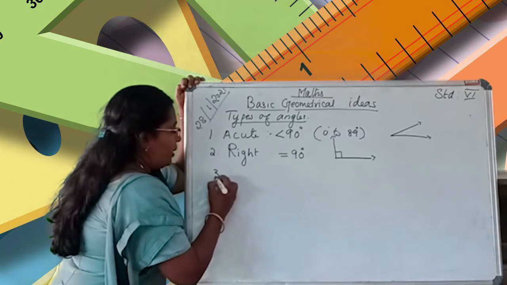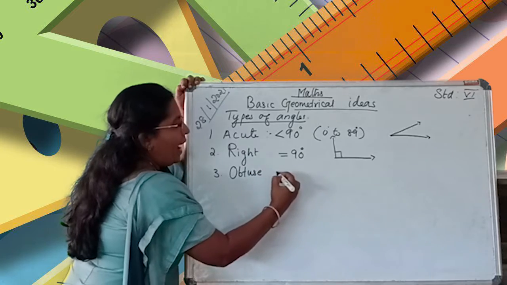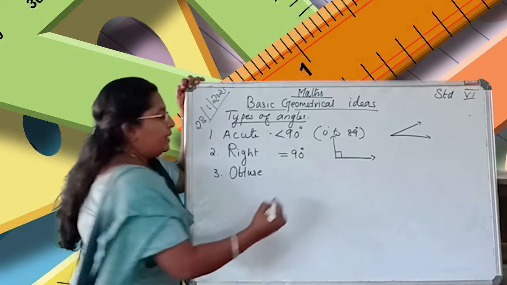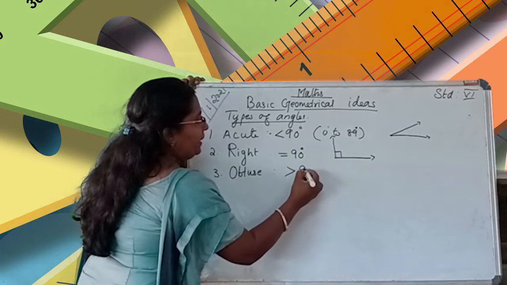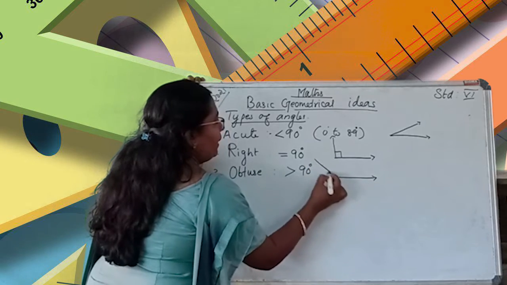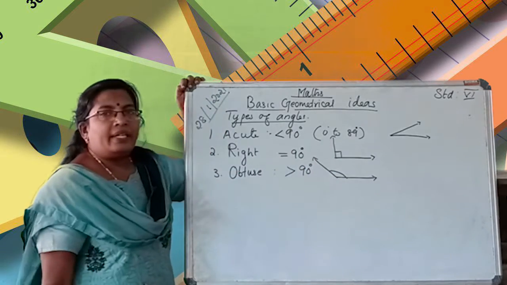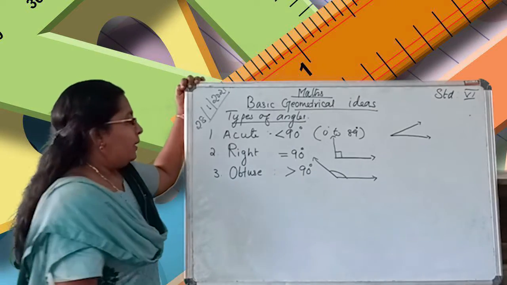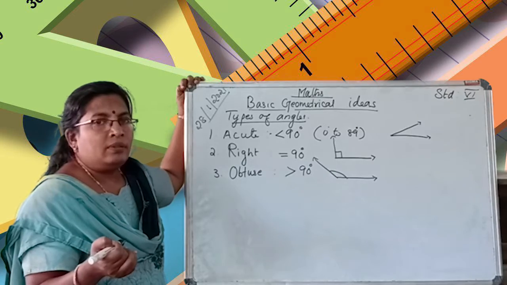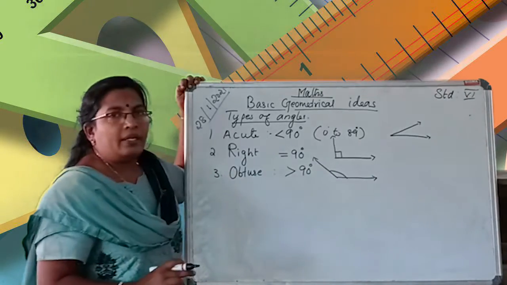Then, next is obtuse angle. Obtuse angle, that is greater than 90 degree. Greater than 90 degree is called obtuse angle. That means from 91 onwards.